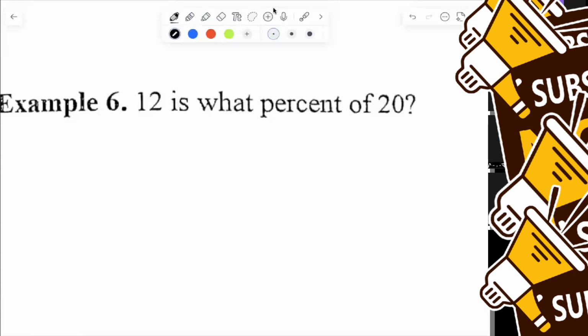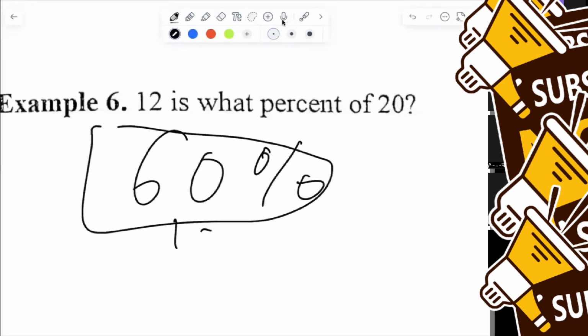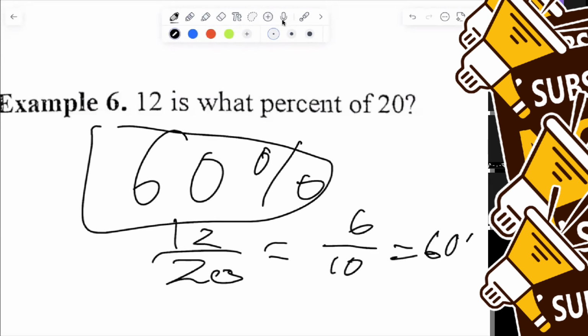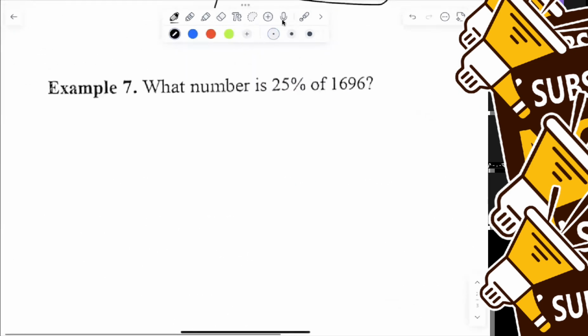Okay, let's get started with this question. The answer is indeed 60%. Obviously, it's just 12 divided by 20, which is equal to 6 divided by 10, or 60%. So the answer is 60%. Let's move on to example 7. This is probably one of the last simple problems we have.